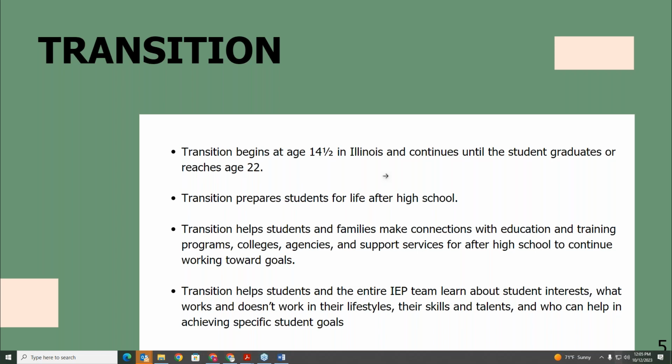The purpose of the transition plan is to determine basically, do you want education after high school? Do you want to go into a working field? Do you want both? What kind of supports will you need to get to the goals that you want to have? It also helps them identify who can help them to achieve these goals.